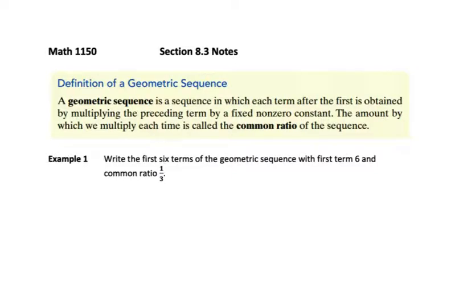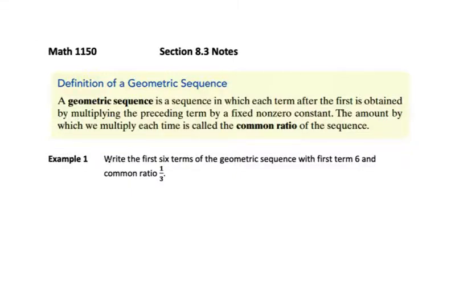In this video for section 8.3, we're going to introduce a new special type of sequence called a geometric sequence. In a geometric sequence, each term is obtained by multiplying the previous term by a fixed number. So in an arithmetic sequence, we are adding or subtracting by a constant each time. In a geometric sequence, we are multiplying by a constant, and that constant is called a common ratio.